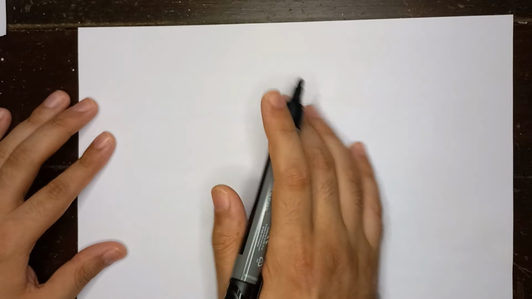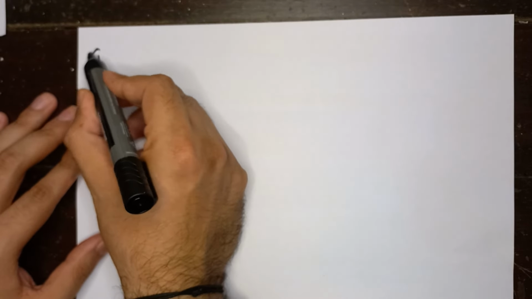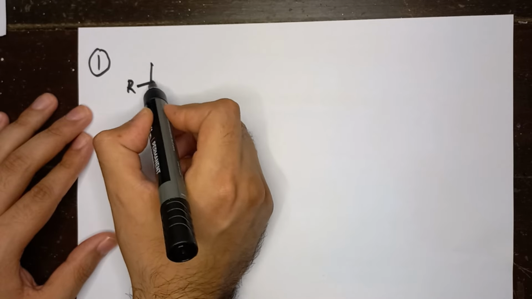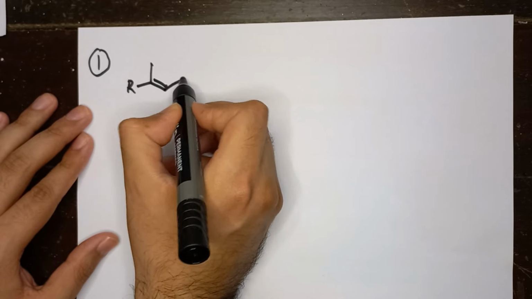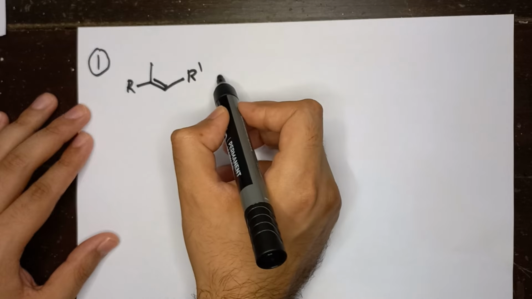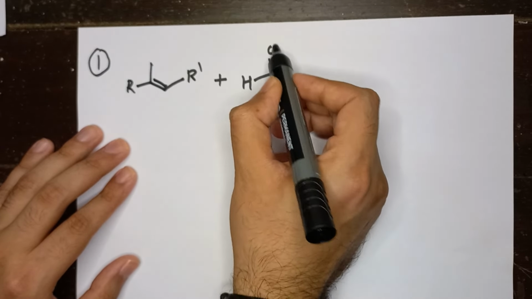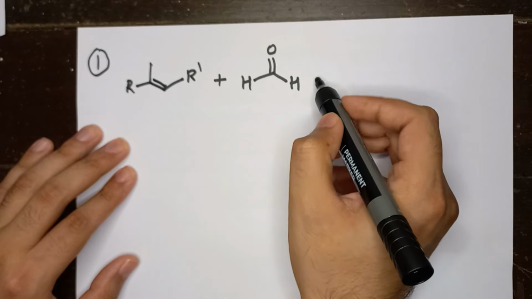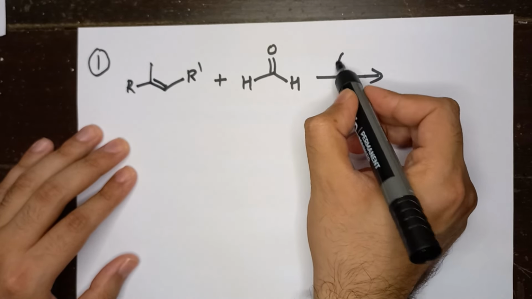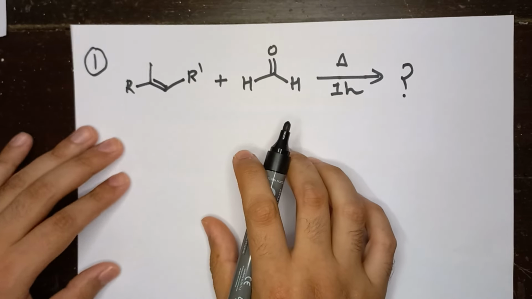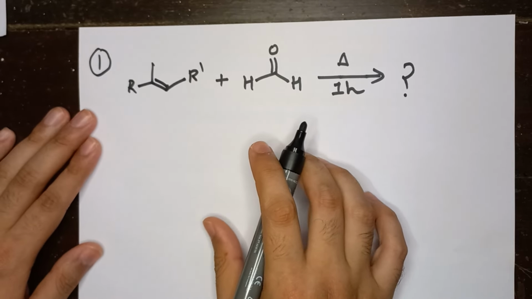Okay, here is the first question. I have this particular alkene and I am reacting it with formaldehyde. We are heating this reaction for 1 hour. So what is the product? Let me draw the mechanism.